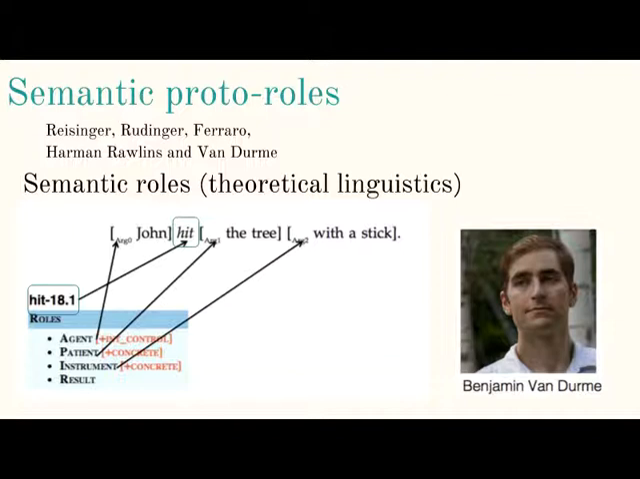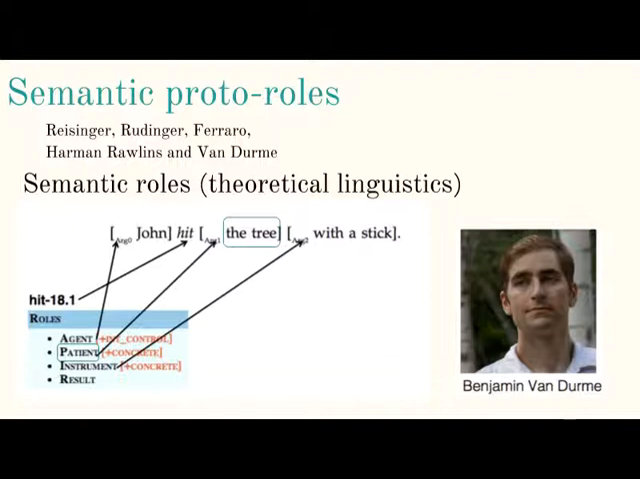So for a given verb like hit, roles are the different individuals that you can support in relation to that action. Say, John hit the tree with a stick. Here John is the agent because he's the one doing the hitting. And if someone is doing the hitting, you also need someone or something that's being hit, and that's the tree, and that's called the patient.